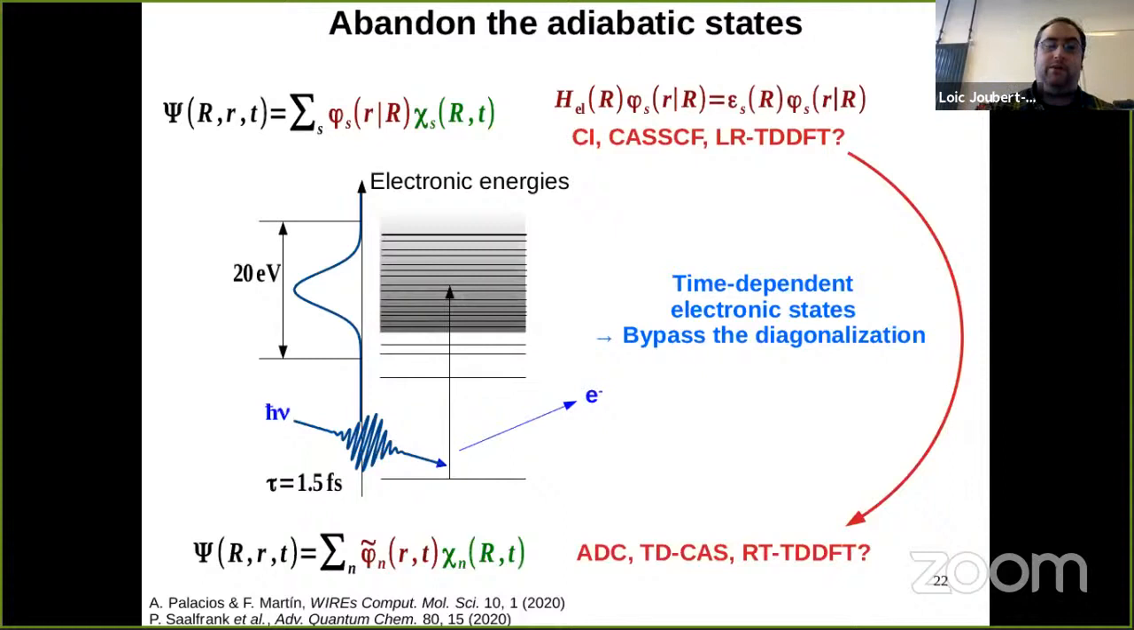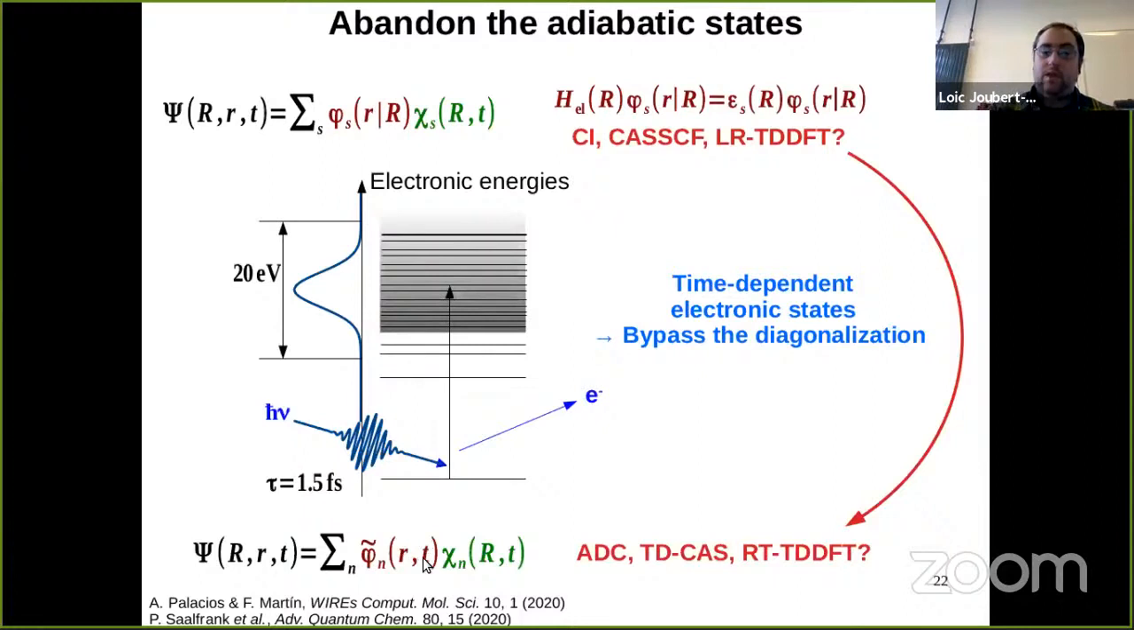The idea behind using adiabatic states was first to decrease the computational cost of the problem, because we are interested in the lowest electronic states. And therefore, we are using this minimization problem that leads to diagonalization of the electronic Hamiltonian. But since we are in the high energy domain here, we don't need to minimize this energy, and we can just bypass this diagonalization. However, in order to have a well-represented electronic state, we would like this state to adapt along the dynamics, and then we want to make it time-dependent. So basically, we replace the big R dependence by a time dependence here.